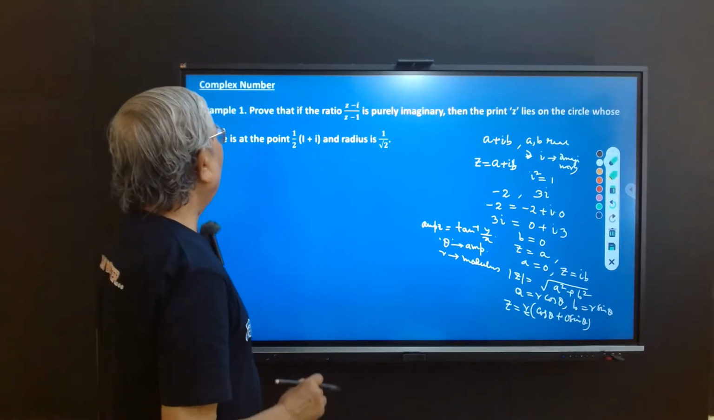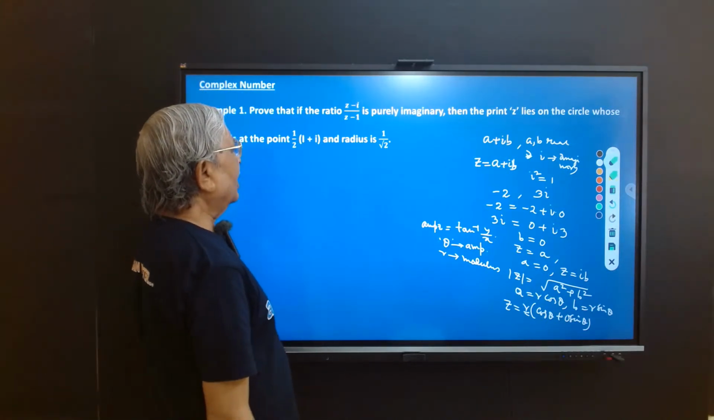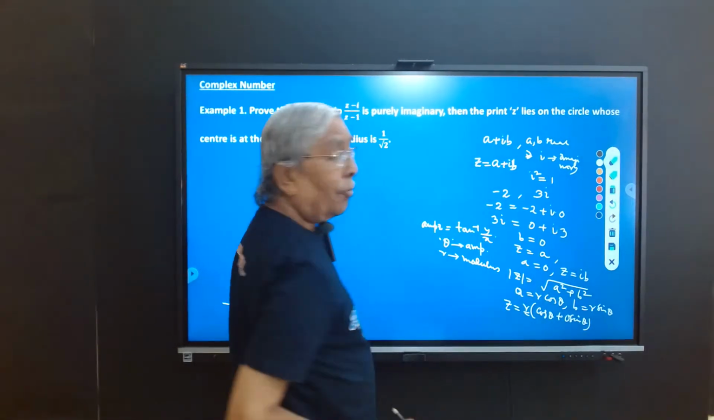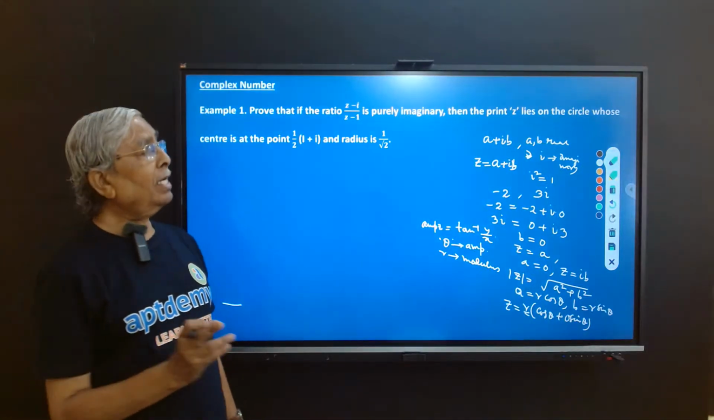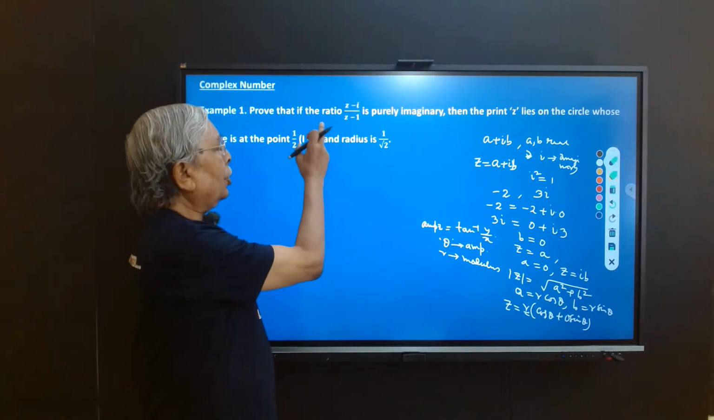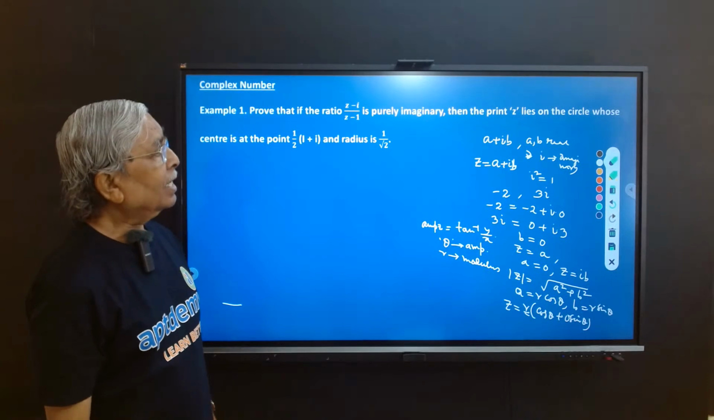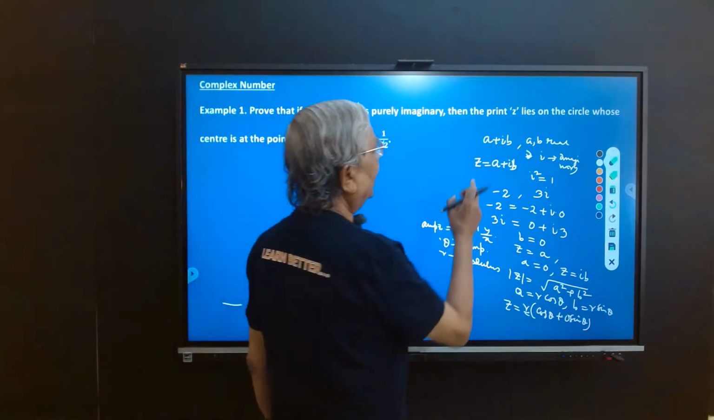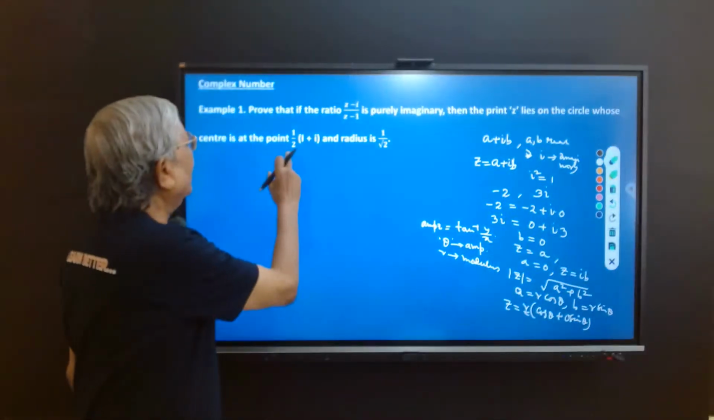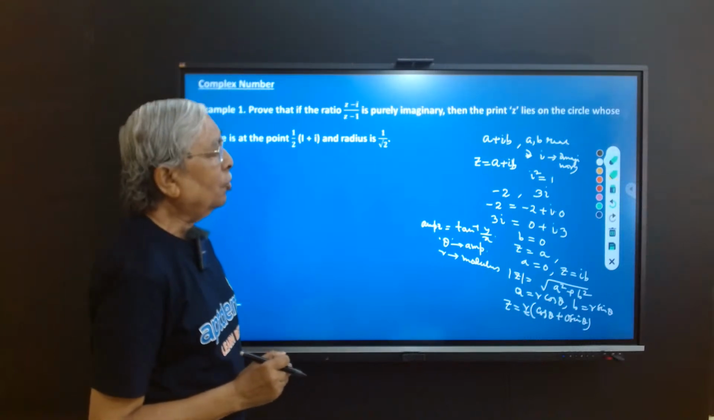Now I am coming to a problem. Prove that if the ratio z minus i by z minus 1 is purely imaginary, what we have got? A complex number is purely imaginary if the real part is 0. So if the ratio z minus i by z minus 1 is purely imaginary, then the complex number z lies on the circle whose center is at the point half into 1 plus i and radius 1 by root 2.